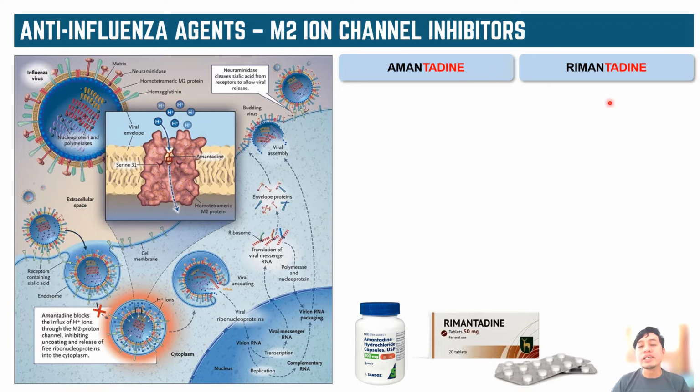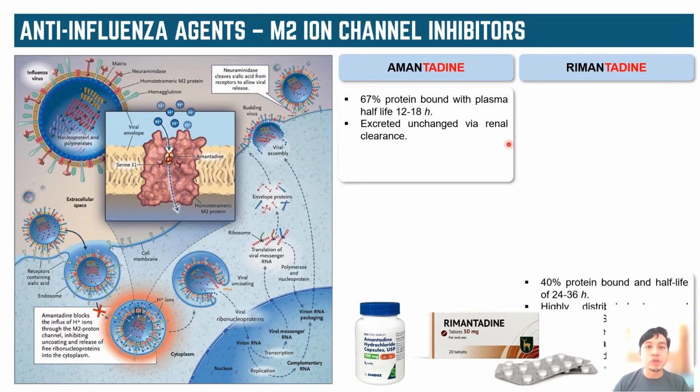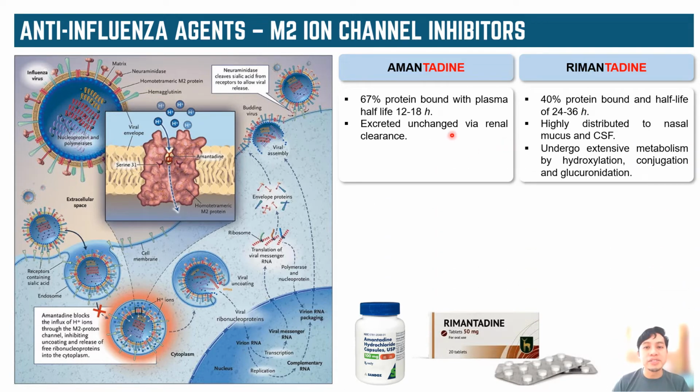Rimantadine is 10 times more potent and more active than amantadine. Both agents are well absorbed and have protein binding of about 67% for amantadine and 40% for rimantadine. Rimantadine is highly distributed to nasal mucosa and cerebrospinal fluid compared to amantadine. Amantadine is excreted unchanged, meanwhile rimantadine undergoes extensive metabolism prior to renal clearance.